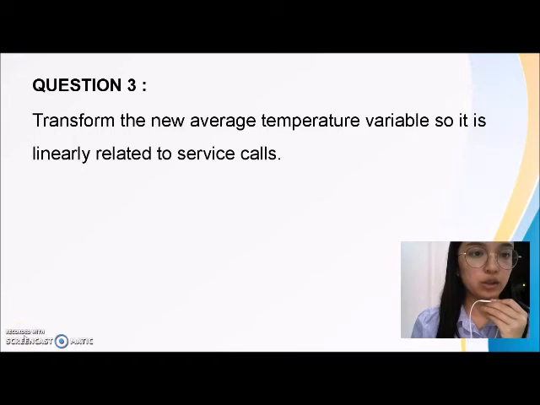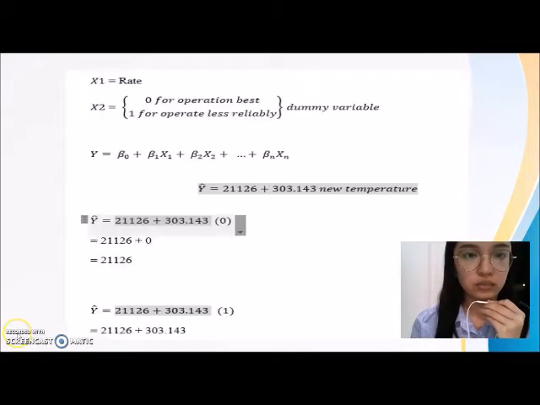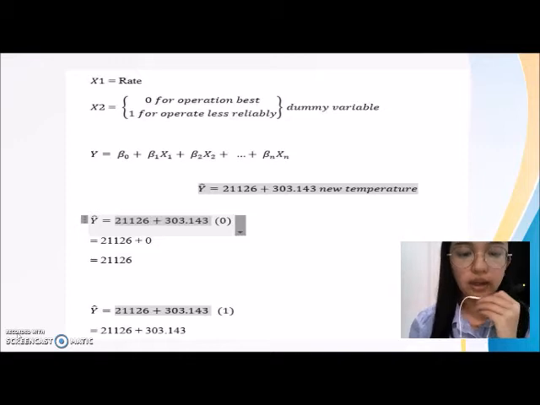Now I would like to present question number 3. Question number 3 is to transform the new average temperature variable so it is linearly related to service call. X is the dummy variable for temperature and Y is the road service call. A dummy variable takes only two values, either 0 or 1. 0 is 65 degrees, which is the best operation, and 1 is more or less than 65 degrees, at which the vehicle operates less reliably.